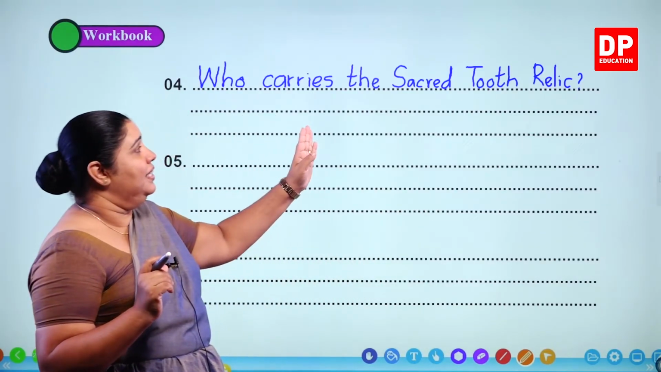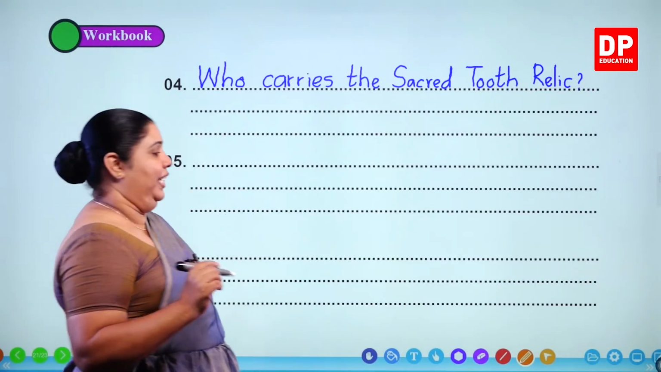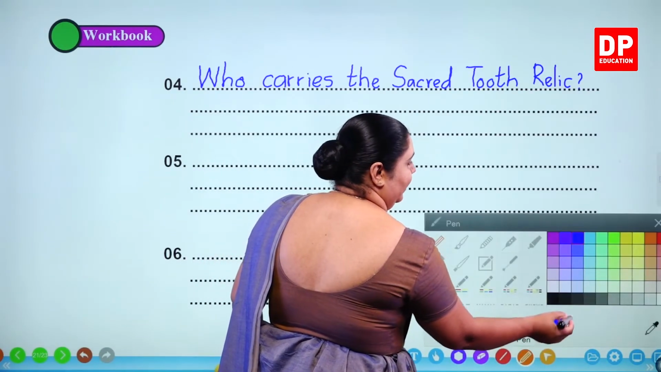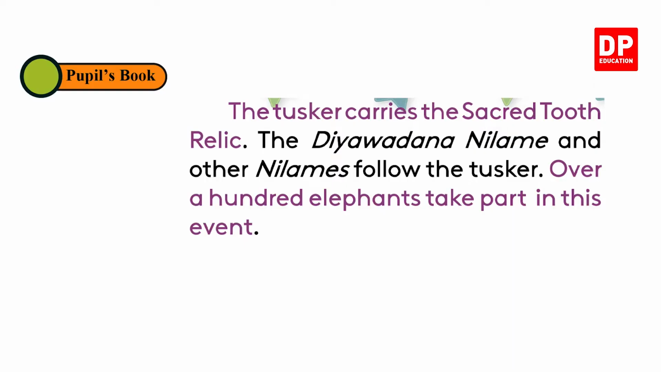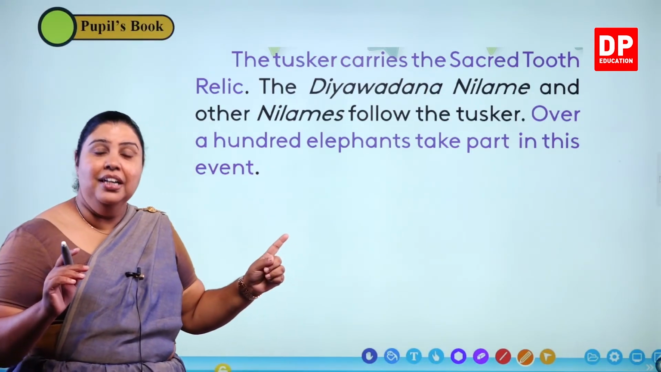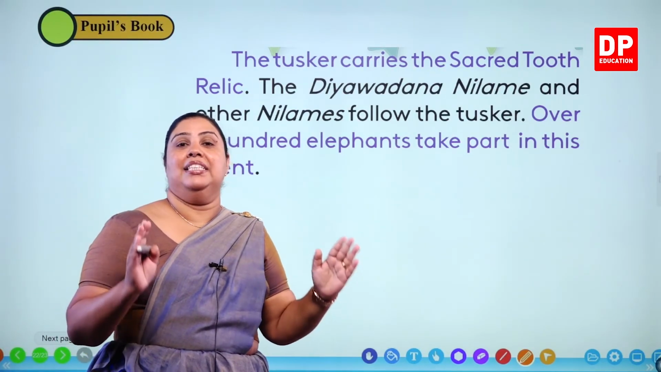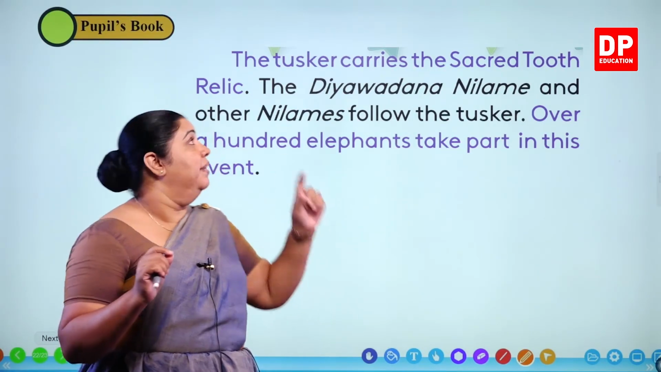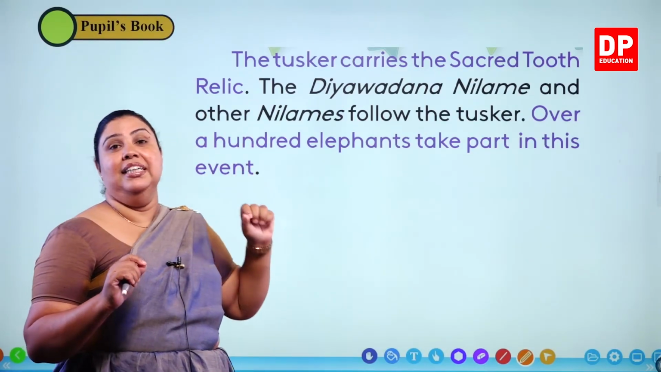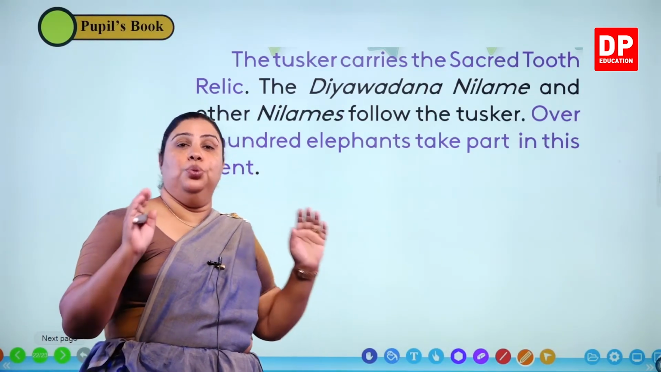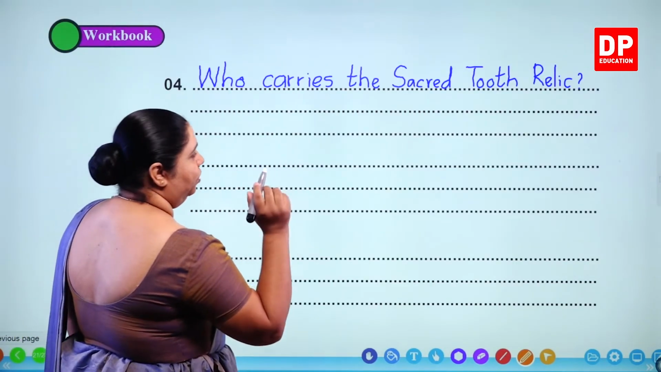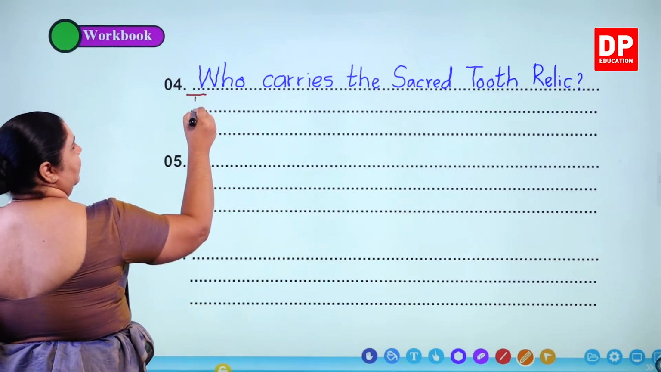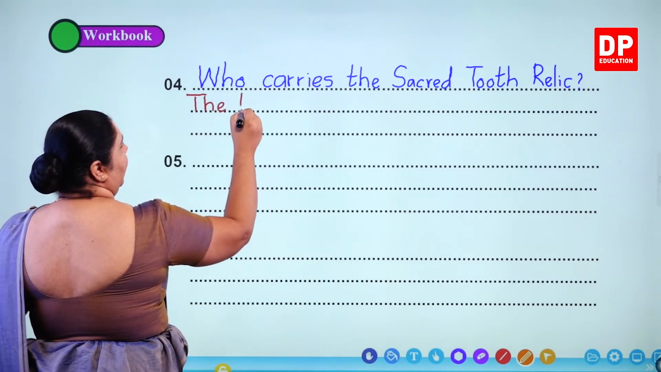Now we have the question over here like that. Now it's time for us to write the answer. Right? Now look at the answer. The tusker carries the sacred tooth relic. Now what is our question? Our question is, who carries the sacred tooth relic? And what is the answer? The tusker carries the sacred tooth relic. Now we write the answer. Who carries the sacred tooth relic? The tusker.